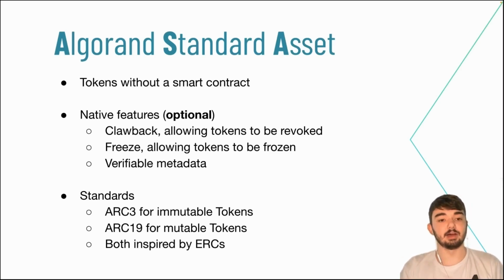What ASAs allow is us, as I said, to create tokens without a contract, but still have some programmability. For example, ASAs feature all of these optional features. These aren't features you have to enable. Not every token has these enabled, and you can check whether they are enabled. But these are some of the features that are allowable. One of which is called clawback, and this allows tokens to be revoked. The other is freeze, which allows tokens to be frozen.